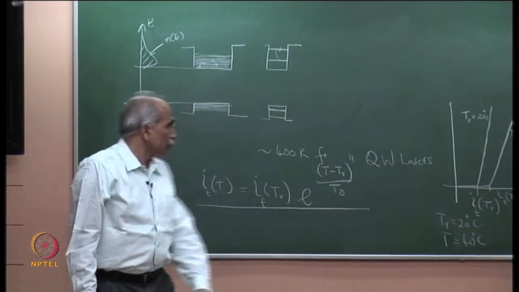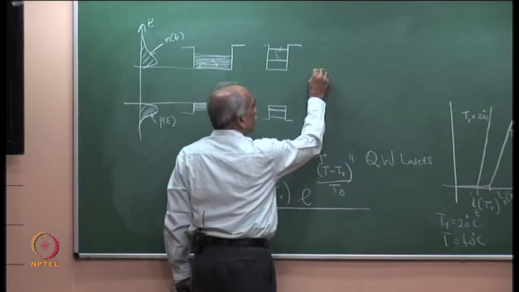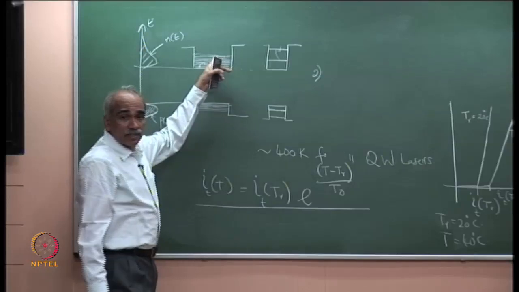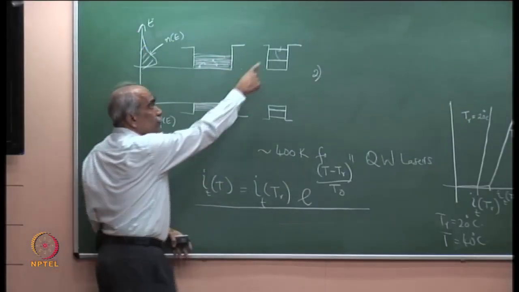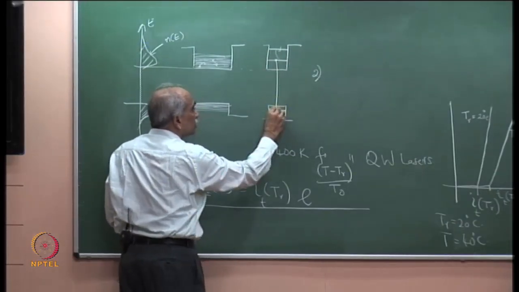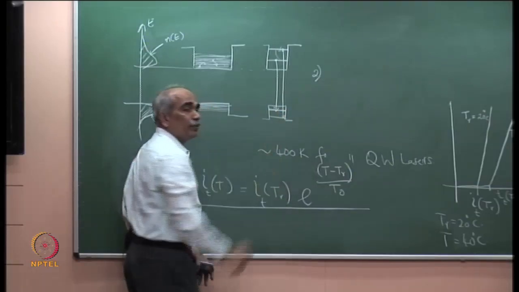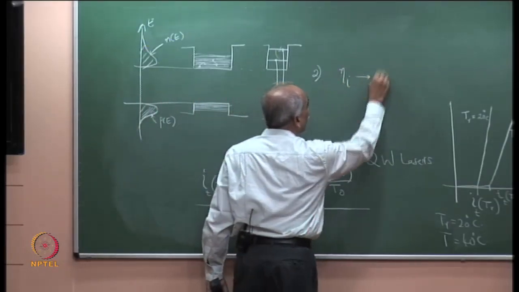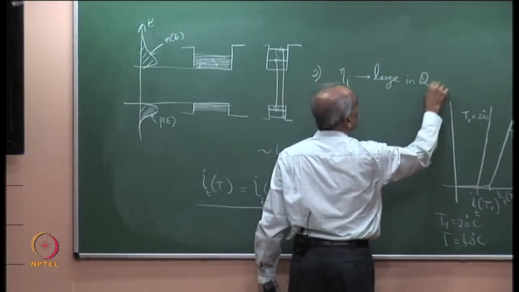The second point, so the first was in terms of transitions. The second point is in bulk, if the temperature increases, non-radiative transitions increase. In the case of a quantum well structure, the transitions are allowed transitions here. There are very little non-radiative transitions. So eta I is relatively large in quantum well structures.